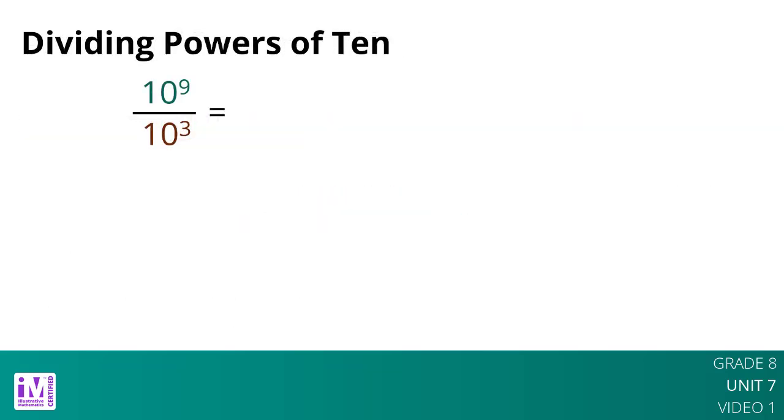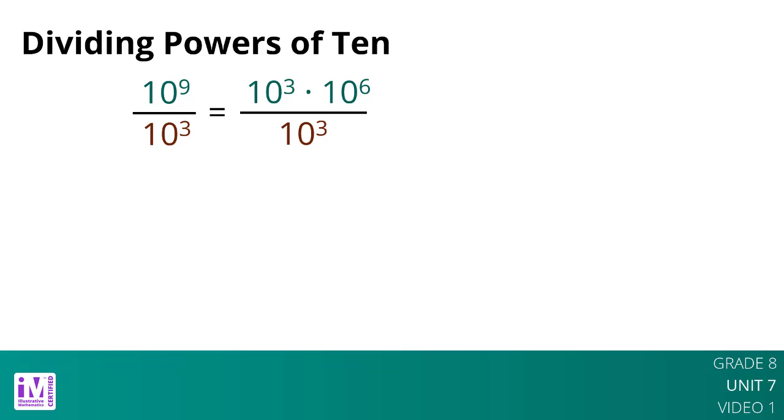But what happens when we divide powers of 10? Let's consider the problem 10 to the ninth power divided by 10 to the third power. Remember from earlier that when multiplying powers of 10, the exponents add together. So when dividing powers of 10, the exponent in the denominator is subtracted from the exponent in the numerator. This makes sense because 10 to the ninth power can be rewritten as 10 to the third power times 10 to the sixth power, since the exponents of 3 and 6 add up to 9.